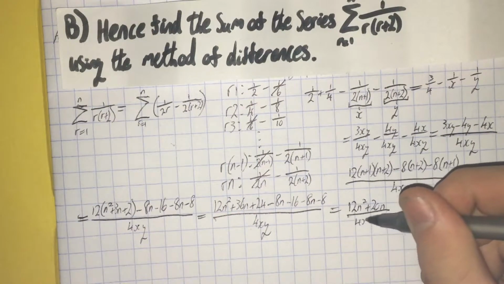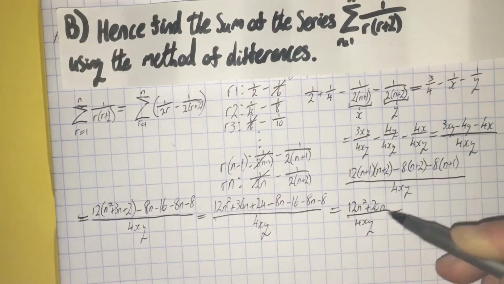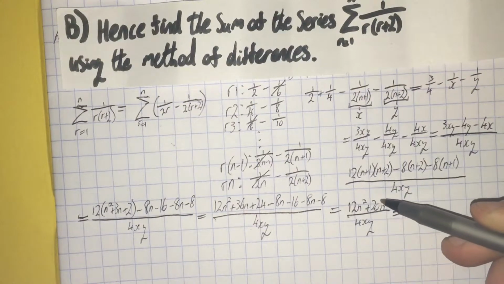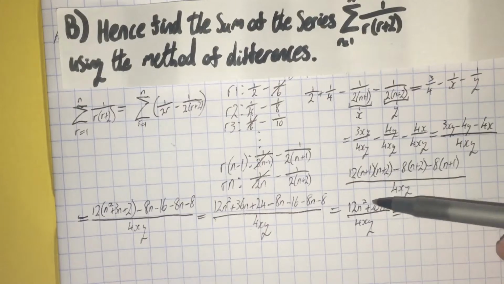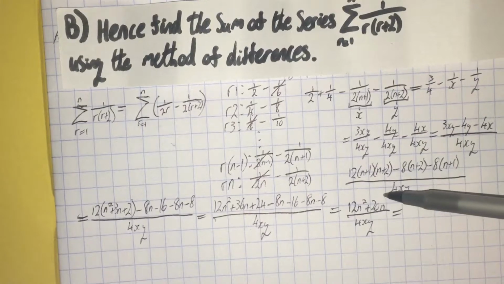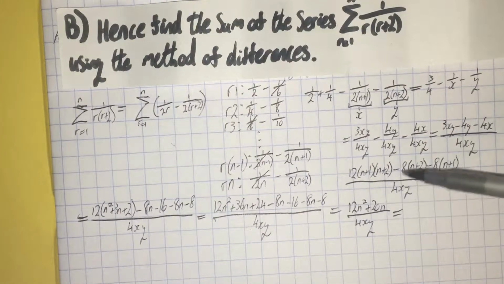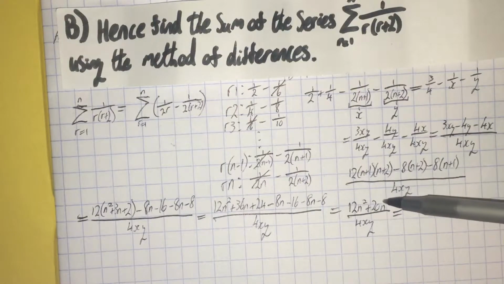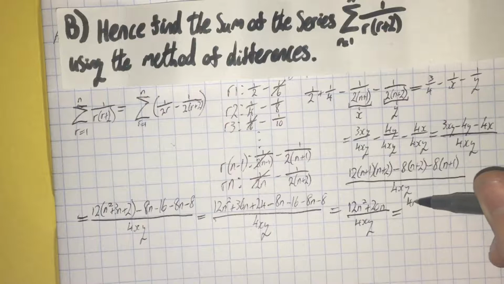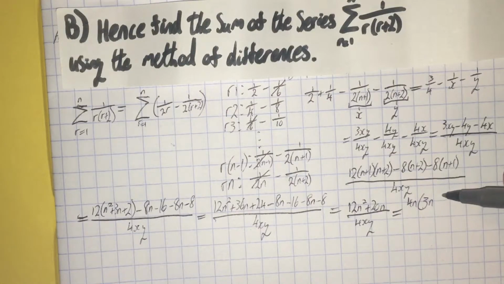Over 4xy. So if we factorize this a little bit, what is the highest common factor of 12 and 20? Well, 2 goes into both of them, of course, which will give us 6 and 10, but then we can get another 2 out of that. So we shall have 4n times 3n, which will make our 12n squared, and 4 times 5 makes 20, so we shall have plus 5 there.